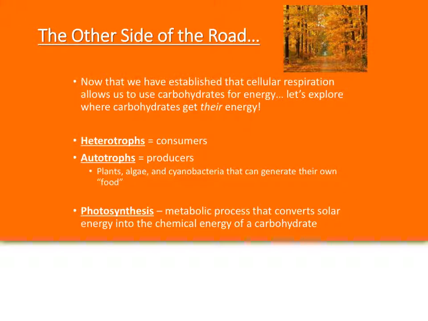You might remember from ecology that heterotrophs are us, right? We consume things for energy, consume foods, and then the autotrophs, or the producers, are able to harness the energy from the sun and generate their own food. And so this would include the plants and algae and cyanobacteria, which means blue-green bacteria. And these organisms can all produce their own food energy. Now, the way they do this is photosynthesis, right? This is a metabolic process. It's a major anabolic, right, building up process that converts solar energy into the chemical energy we find in carbohydrates.